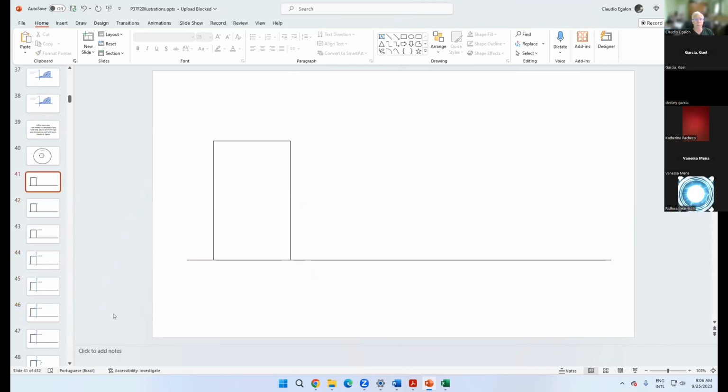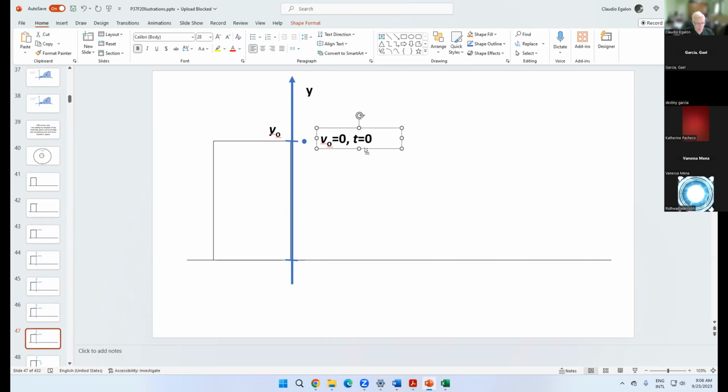So, building, particle, initial velocity, initial instant of time, axis, label the axis, initial position of the particle, that corresponds to the origin of the axis. And I'm going to take advantage and, by origin, erase it. I'm putting the 0 right in here.